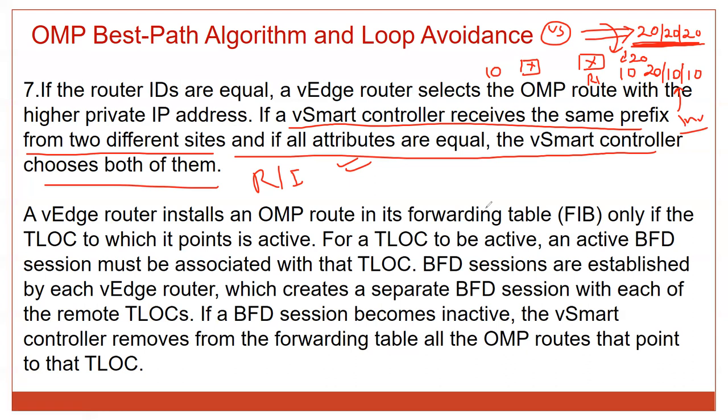Otherwise, you know what will happen? Some sort of routing loop will happen. So you trust your self-originated route. Otherwise, loop will be there. Great, good question. Great questions, you know.